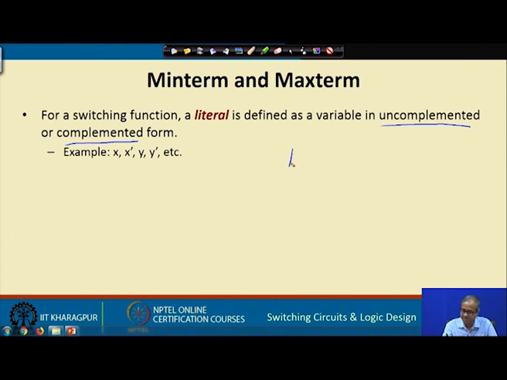Suppose I have an expression, let us say a b bar c or a d bar. Here, examples of literals are a, b bar, c, a and d bar. There are a total of 5 literals in this expression. A literal is a single variable either appearing in uncomplemented form or in complemented form. Some examples are given here: x, x bar, y, y bar.